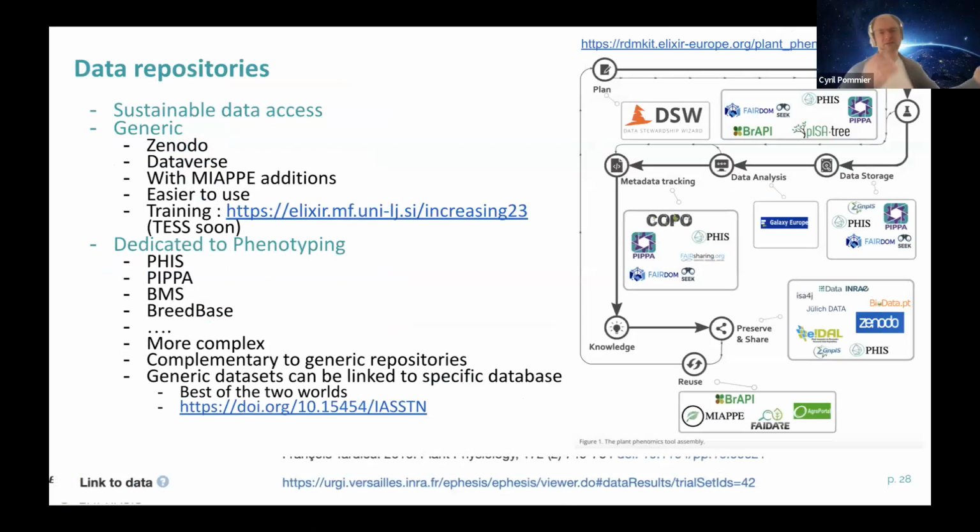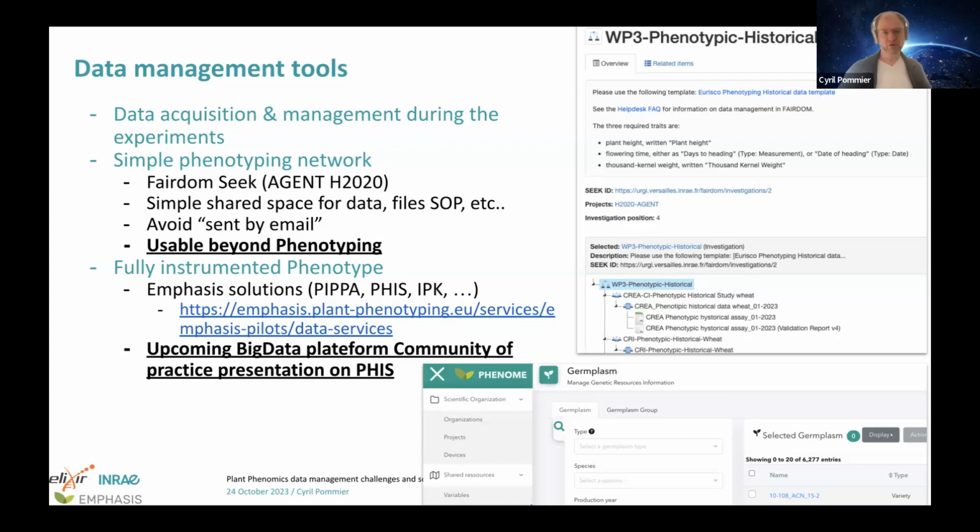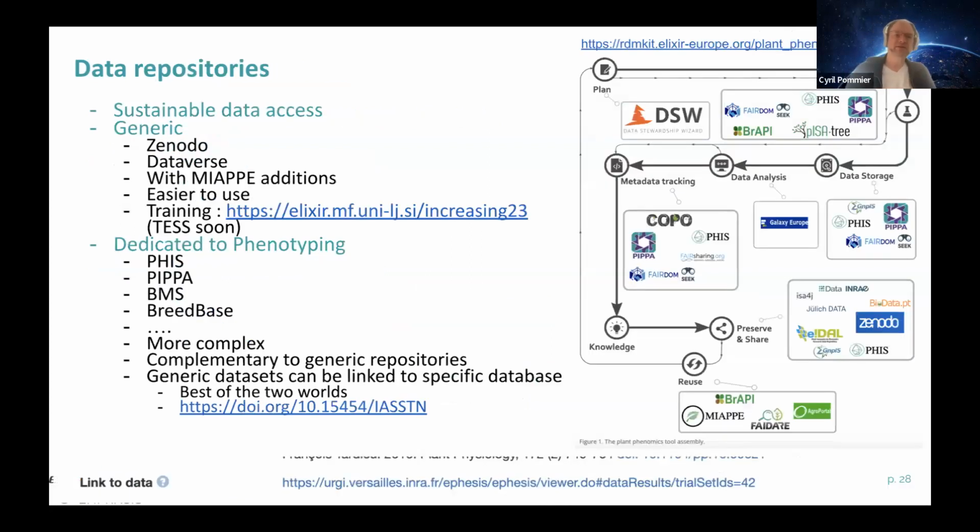Then you've got the data management tool during the course of the experiment, but after the experiment is done, you need a data repository to provide sustainable data access over decades. For this, you've got several solutions. First one are generic data repositories, such as Zenodo, provided by CERN, and that is very strong and reliable at the European level. You've got Dataverse with either the Harvard instance or other instance across the world. And the interesting thing is that you can provide MIAPPE metadata within Dataverse and Zenodo instances.